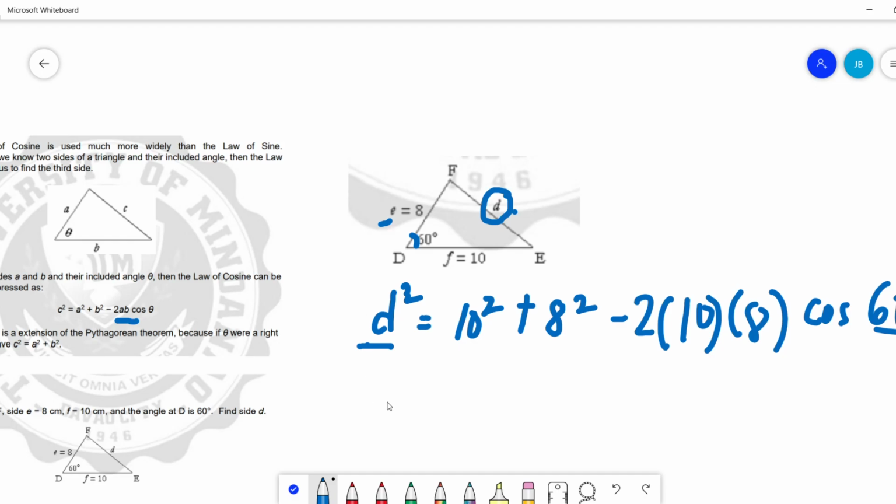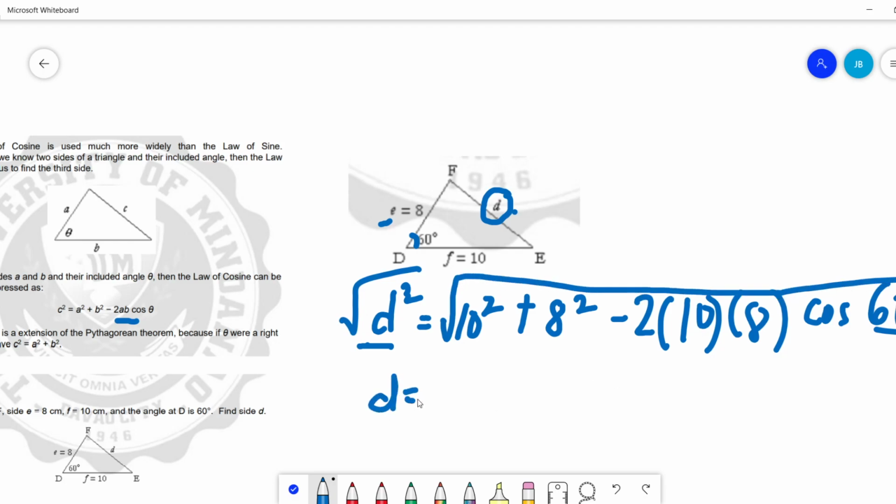If we are going to get the value of d, then we take the square root of both sides. Therefore, using your calculator, d is equal to the square root of 10 squared plus 8 squared minus 2 times 10 times 8 cosine 60. We get 2 square root of 21 centimeters, or in decimal, approximately 9.1652 centimeters. All right.